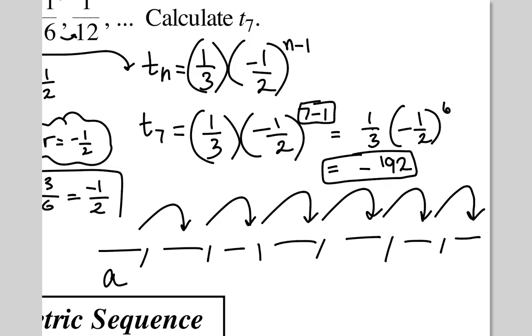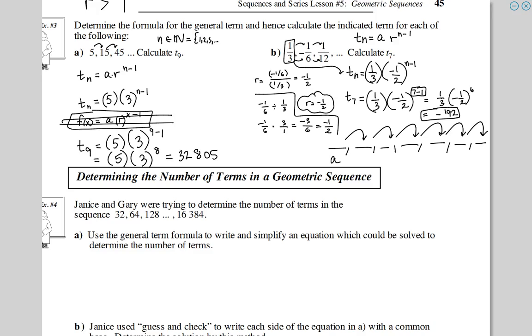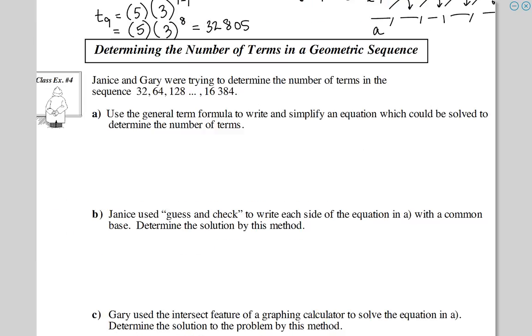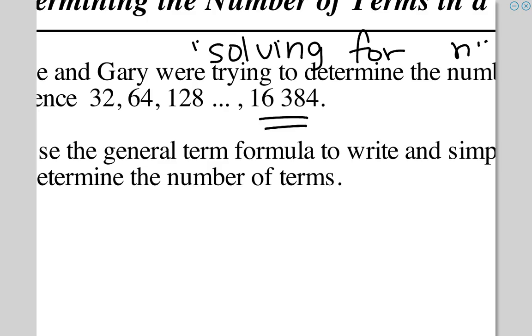So enough about the calculator. Let's keep rolling. Determining the number of terms in a geometric sequence. This will be like you're solving for n, just like we did with arithmetic. They would give us some term value, but we don't know how many times it takes to get there. Could I just go on my calculator to figure it out? Probably. Type in 32.